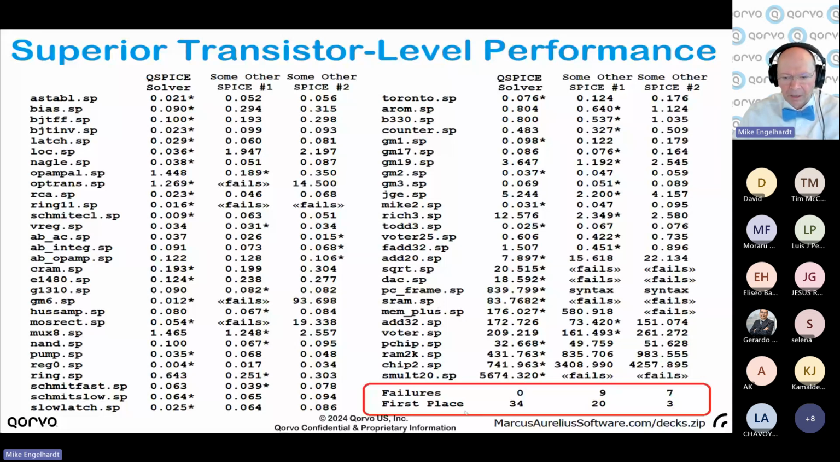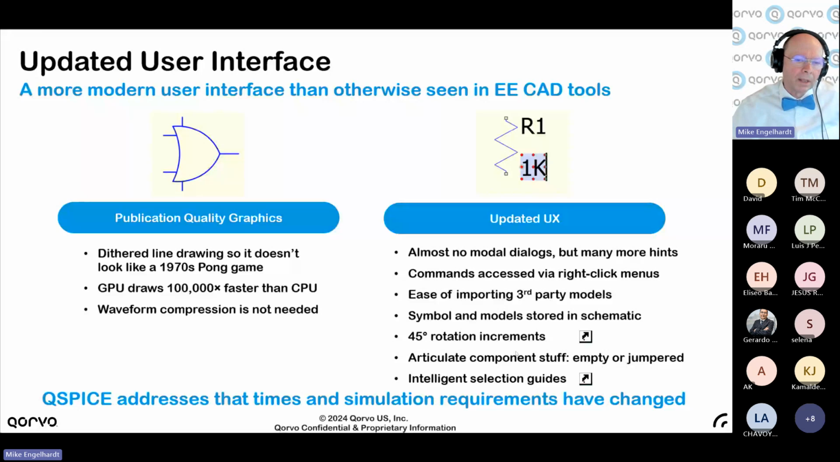Also, then in calculating the number of times it's in first place, it's usually faster too. It's easy to measure. QSPICE is the fastest simulator. All right, continuing. There's one last thing that makes QSPICE compelling, and that is it uses the GPU. It uses the GPU not for simulation, which is a bad idea because the GPU doesn't have extended precision like a CPU does, but it uses it for the graphics, and that's a very big deal.